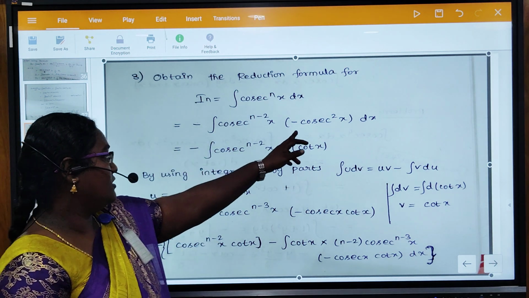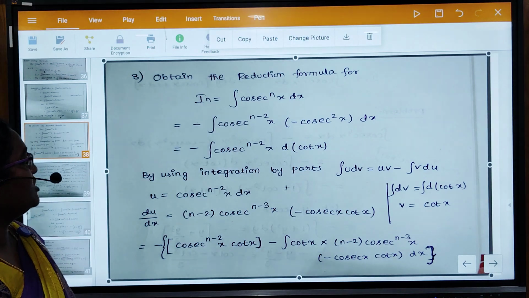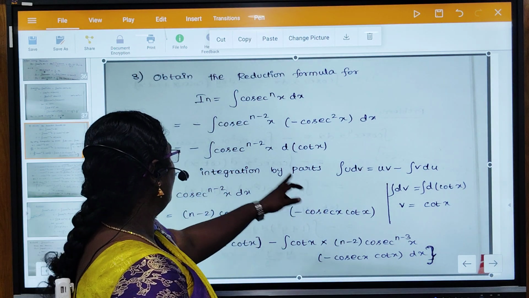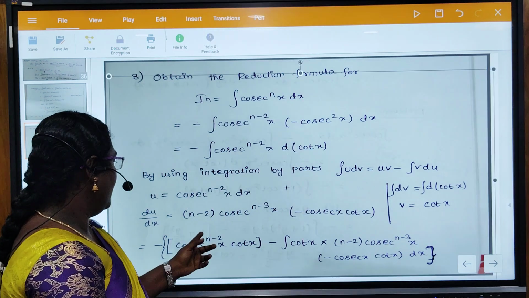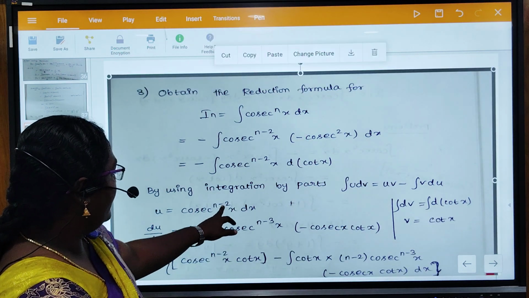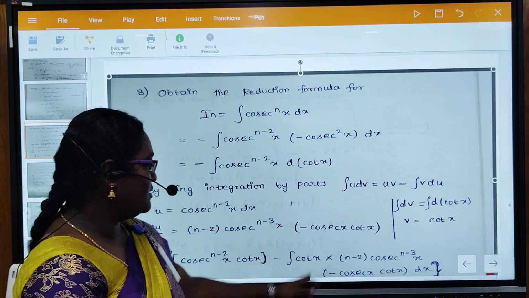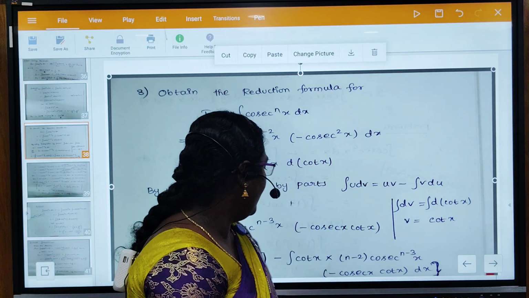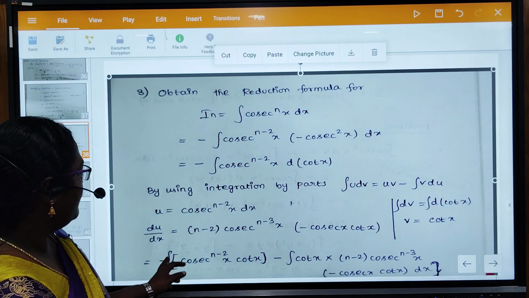So this cosecant square x can be written as the differentiation of cot x, using integration by parts. Integration by parts: integral u dv is equal to uv minus integral v du. So u is equal to cosecant power n minus 2 x dx. When we differentiate this, we get (n minus 2) cosecant power n minus 2 x, and the differentiation of cosecant square x is minus cosecant x cot x. Here dv, when we integrate, will be cot x, and we substitute in the integration by parts formula.